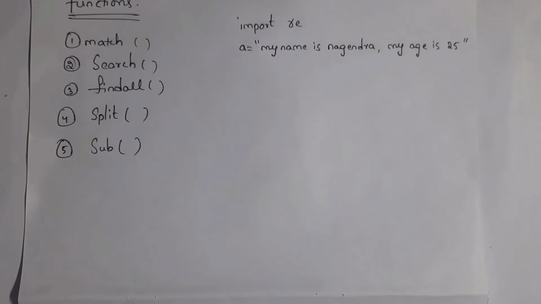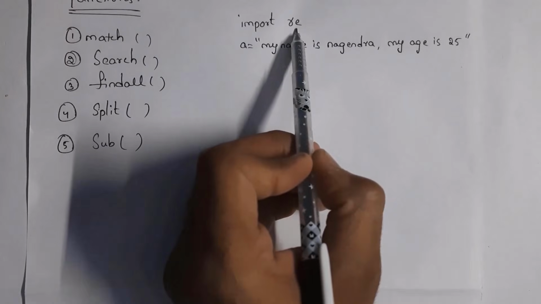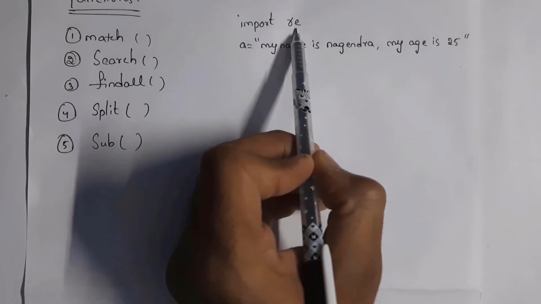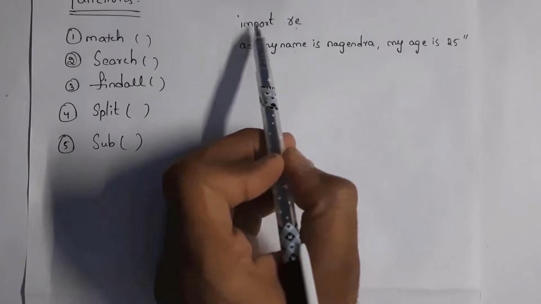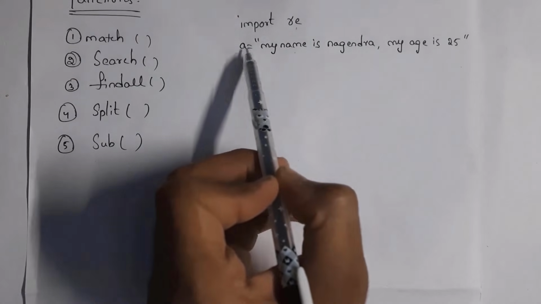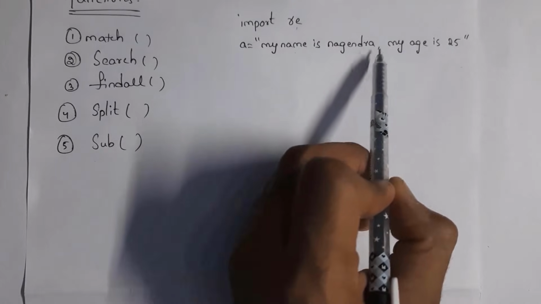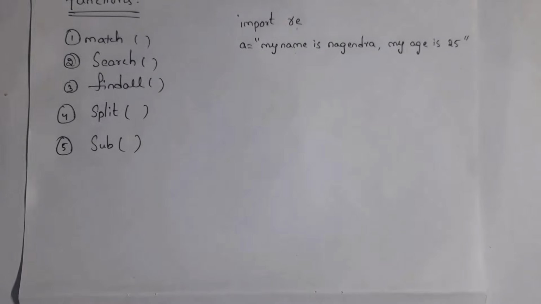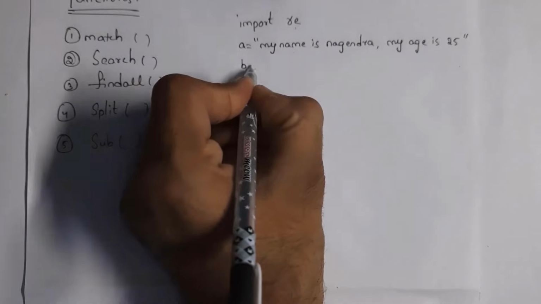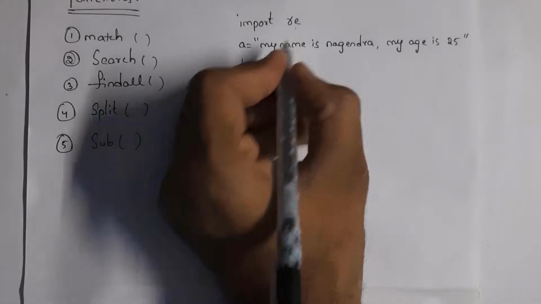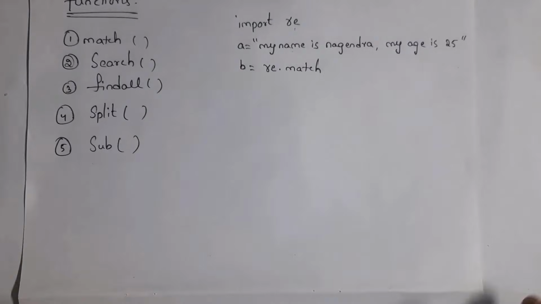This is an example. Here, at first I wrote import re. Guys, just remember that re is a package, and it is also considered a module. So I wrote import re, and I wrote a equal to "my name is Nagendra, my age is 25" in double quotations. After that I am writing b equal to re.match. I am using the match function.